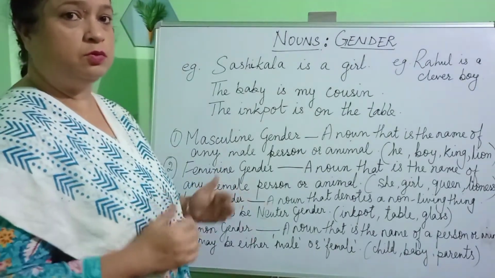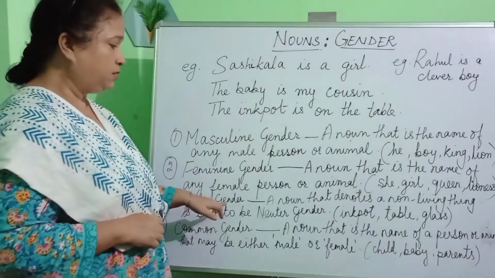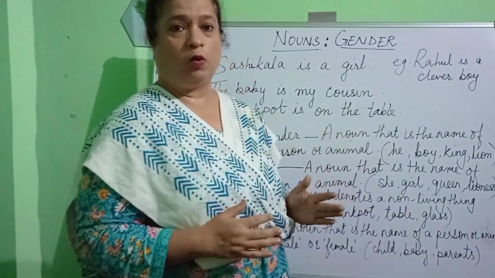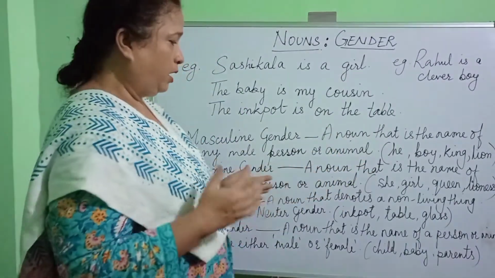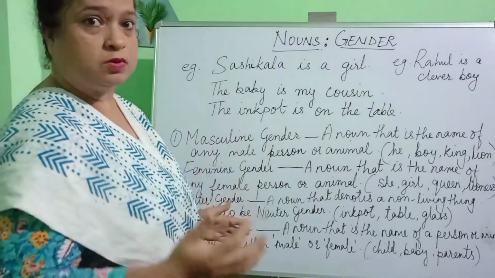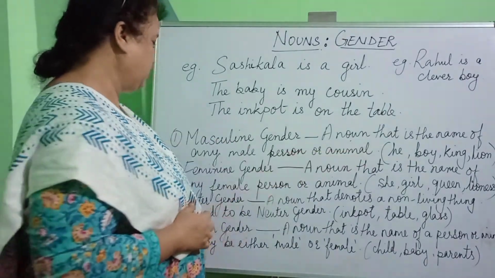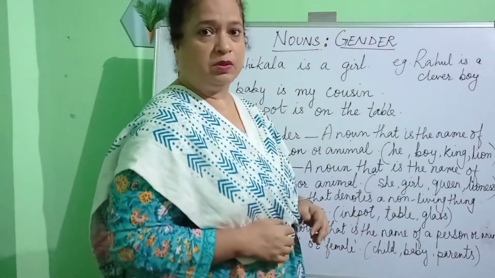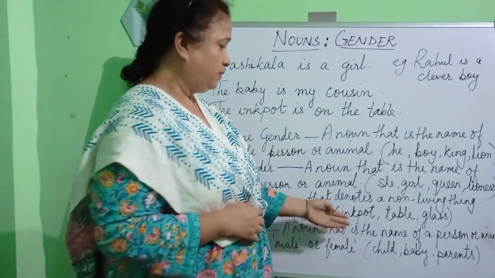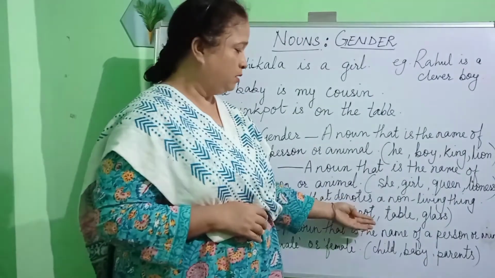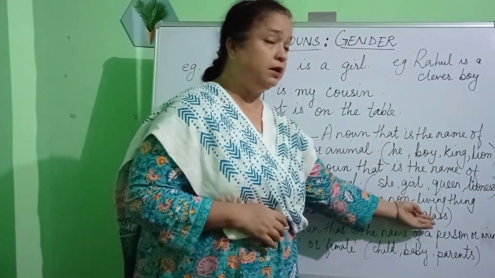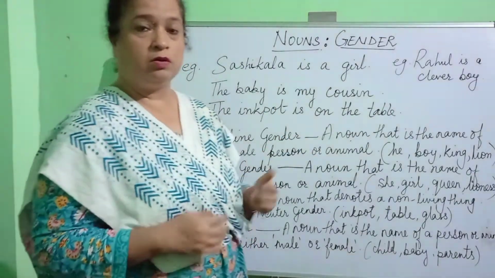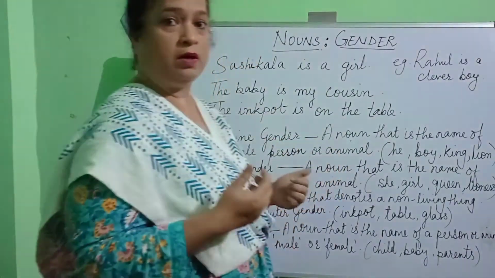Next we have the neuter gender. So what is a neuter gender? A noun that denotes a non-living thing. That means a non-living thing that has no life. A noun that talks about or points out non-living things is known to be a neuter gender. So what are the different examples which come in that? There are many words with that, but some of them are ink pot, table, glass, board, pen, fan. So these are all neuter gender which are non-living.